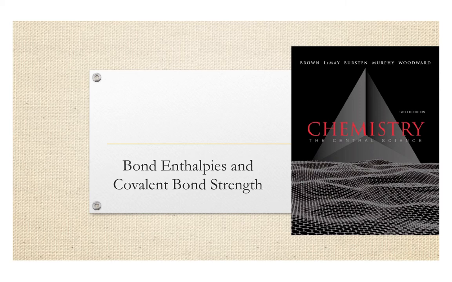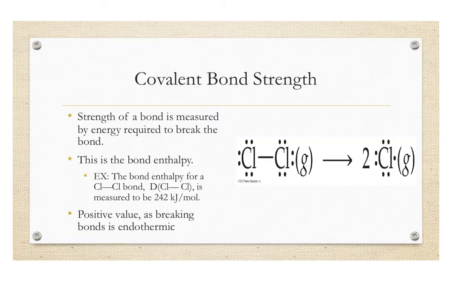By definition, the strength of a bond is the energy that is required to break that bond. The name that we give to that is bond enthalpy. For example, the bond enthalpy of the chlorine-chlorine bond is measured to be 242 kilojoules per mole. That is the energy that is required to break that bond. It is a positive value, so positive delta H, because it requires energy put in, and energy put in, of course, is endothermic.